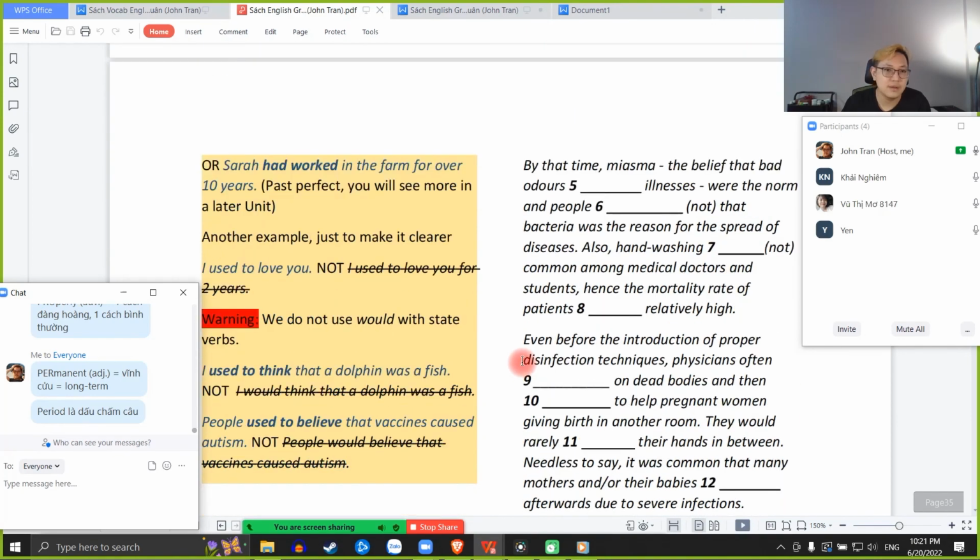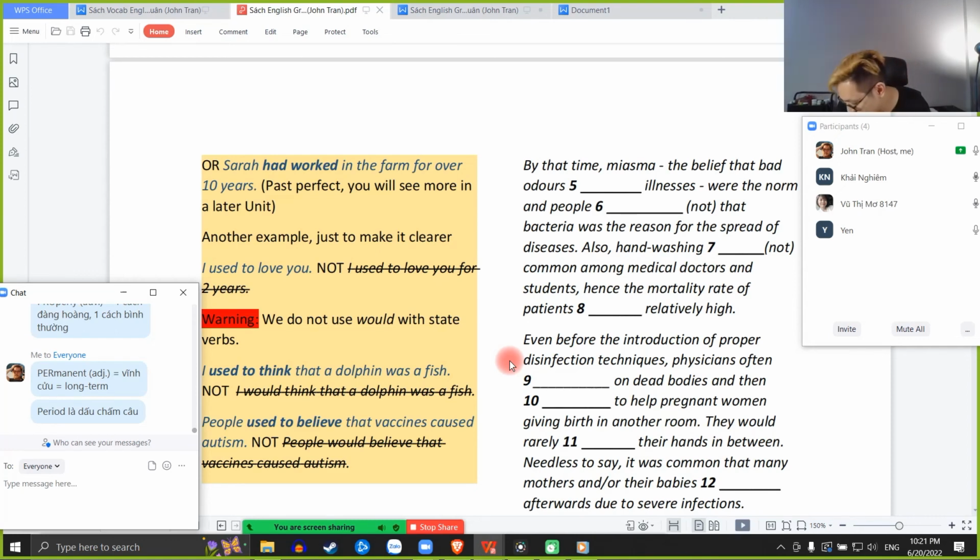Or Sarah had worked in the farm for over 10 years. Past perfect. We'll see more in a later unit. Another example, just to make it clearer. I used to love you. Not I used to love you for 2 years.